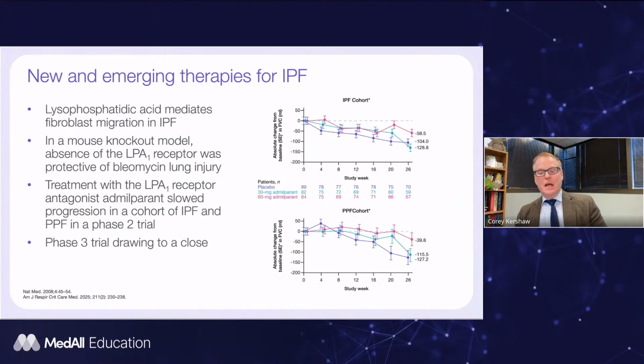Because of this improvement in the rate of progression of FVC loss, admilparant moved on to a phase 3 study. That phase 3 trial is ongoing for both cohorts right now, drawing to a close. So we should have results for the admilparant study probably in the next 12 months or so. So stay tuned for that. Hopefully we'll have good news coming from the admilparant study when it closes.